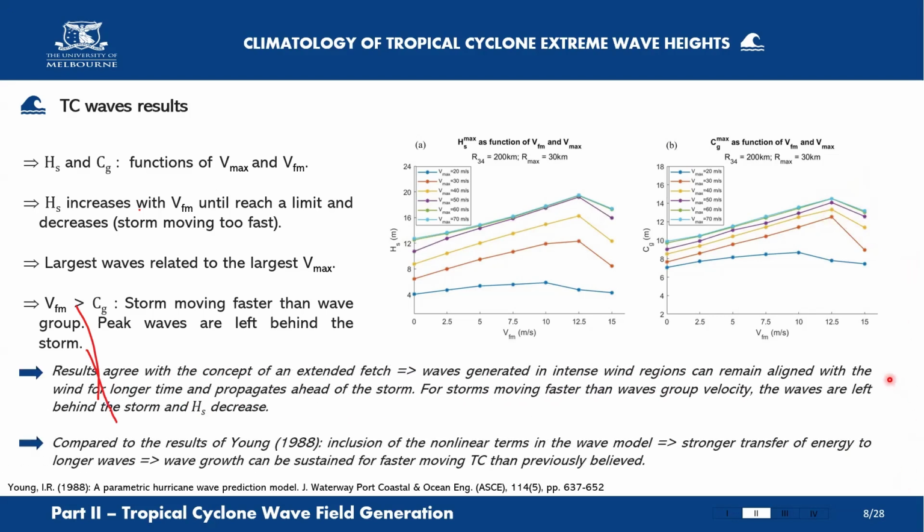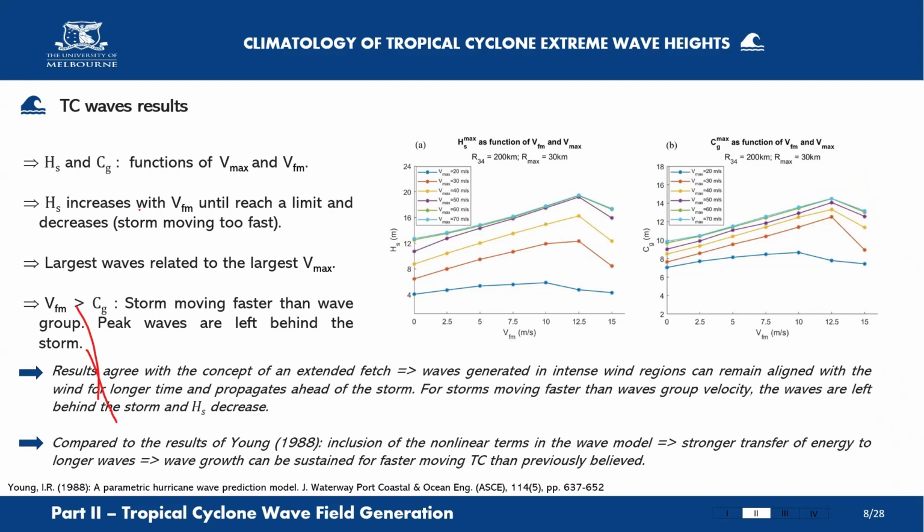These results agree with the concept of an extended fetch. Waves generated in intense wind regions can remain aligned with the wind for a longer time and propagate ahead of the storm. For storms moving faster than the wave group velocity, the waves are left behind the storm and the HGS decreases.